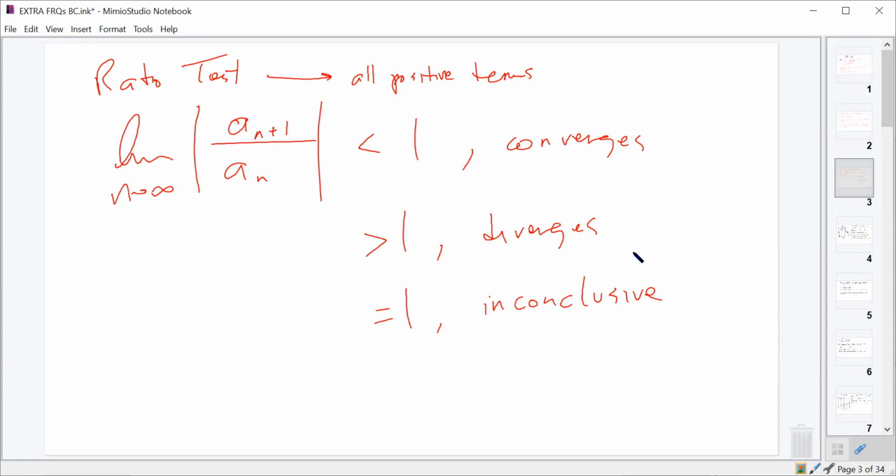Right. So if you do this and there's no x values in here, you're not looking at a specific power series, and it comes out to be a half, well, it converges. If it comes out to be 7, well, it diverges. And if it comes out to be 1, you got to find another test.